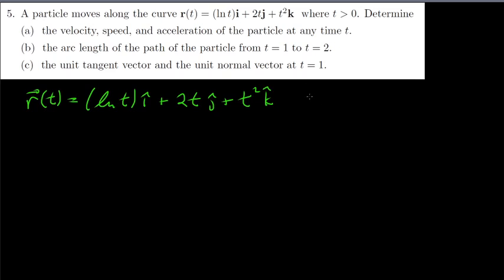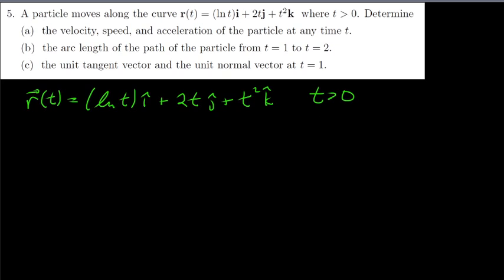Okay, so you have a particle moving along a curve with components log t for the i component, 2t for the j component, and then t squared for the k component. Again, I'll write it a little bit bigger so you can see it. So natural log of t times i plus 2t times j plus t squared times k. And t has to be bigger than 0. After all, that's the domain of the log function. So yeah, t has to be positive.